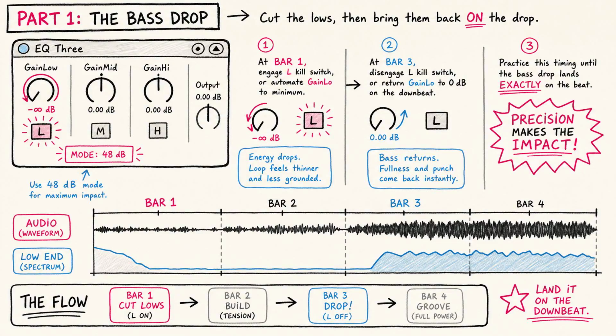At bar 1, engage the L kill switch or automate GainLo to minimum. Listen to how the loop transforms. Notice how the energy drops immediately and how the remaining elements feel thinner and less grounded. At bar 3, disengage the L kill switch or return GainLo to 0 decibels, precisely on the downbeat.